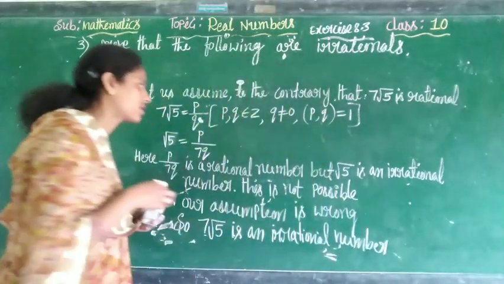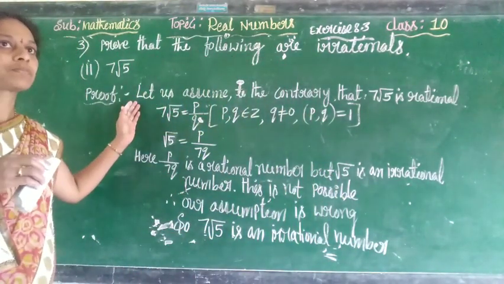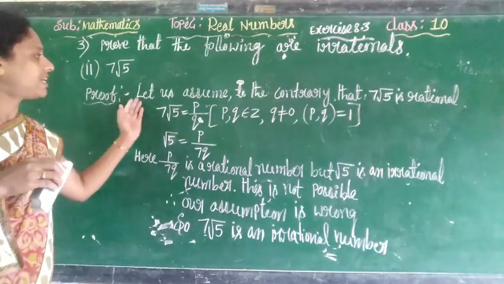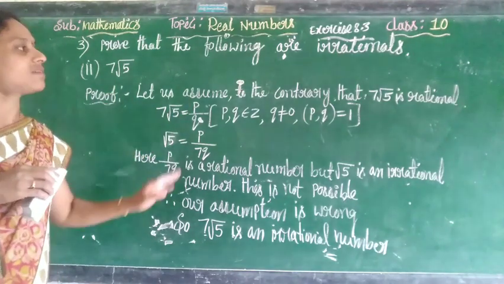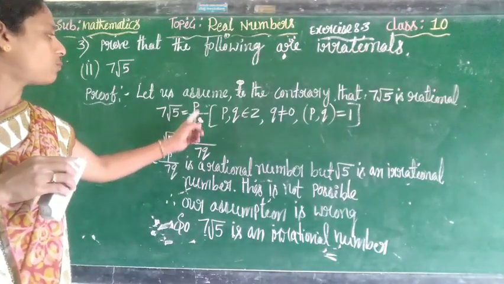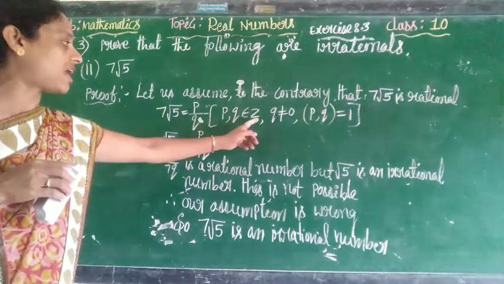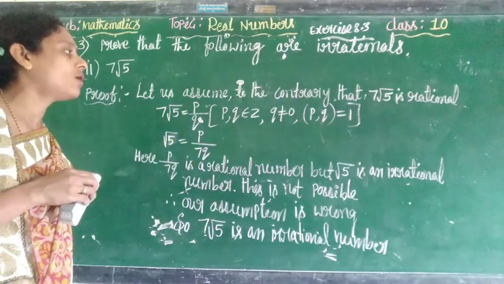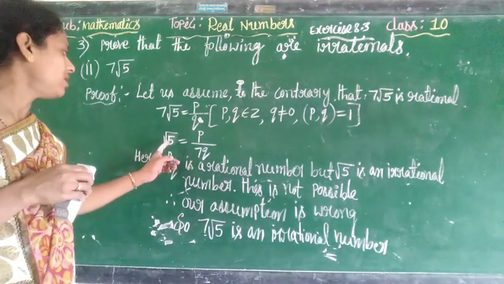Irrational number. So once again, proof. Let us assume to the contrary that 7 root 5 is rational. 7 root 5 is equal to p by q, where p, q belong to Z, q is not equal to 0, and gcd(p, q) is equal to 1.